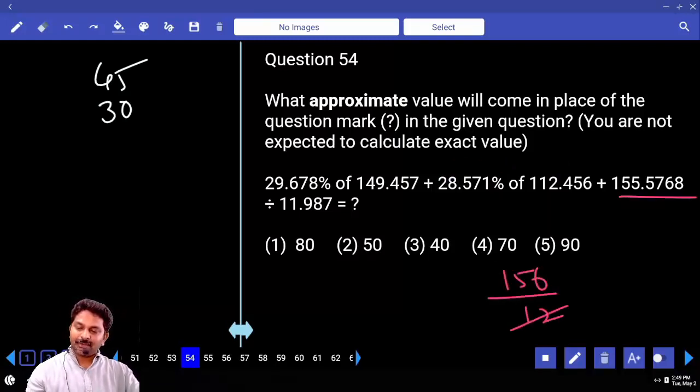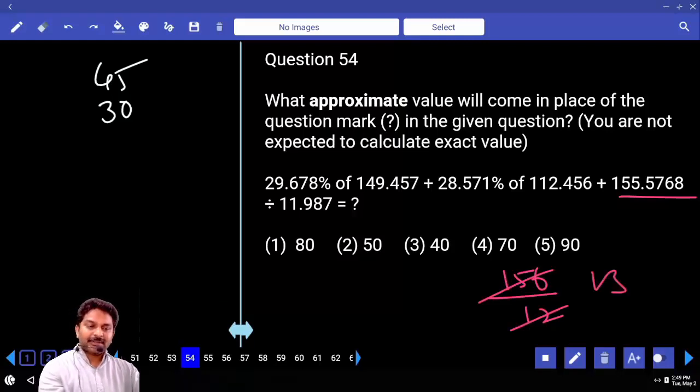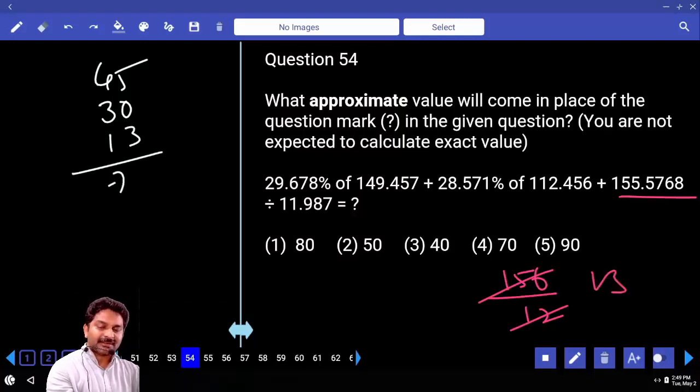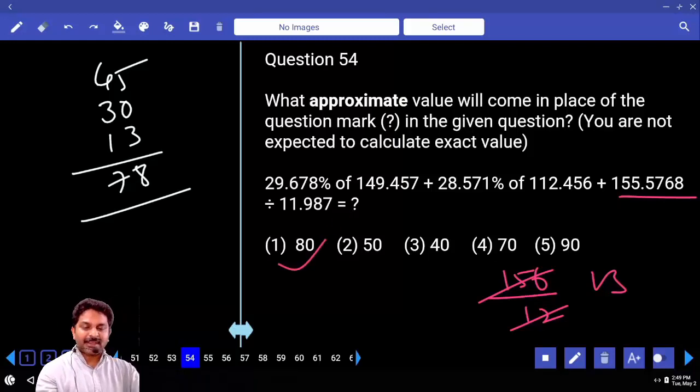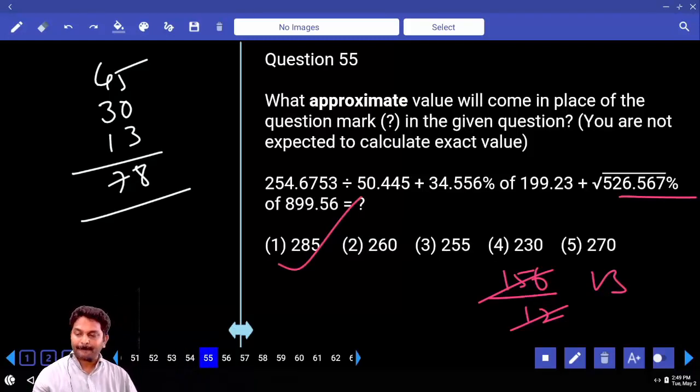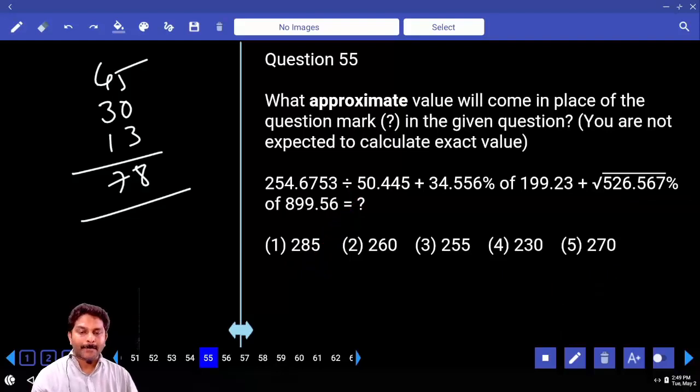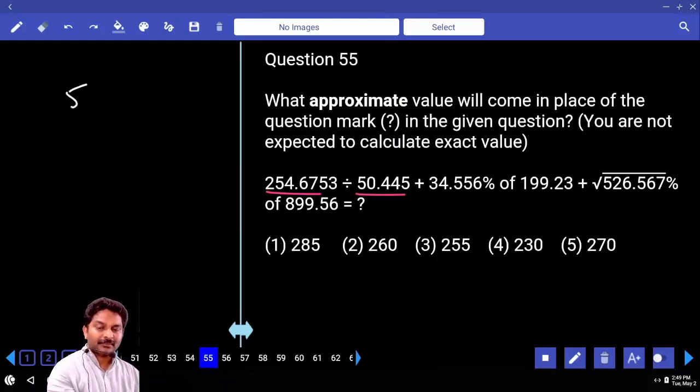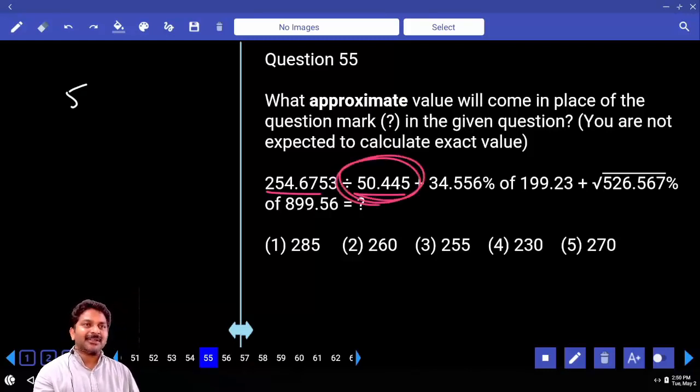156 divided by 12 how many times? 13 times. Answer 78. Approximate 80. What? How much? 250 divided by 50. కింద డినామినేటర్లో పెద్ద నెంబర్ ఉంది కదమ్మా, అర్థమైందా?